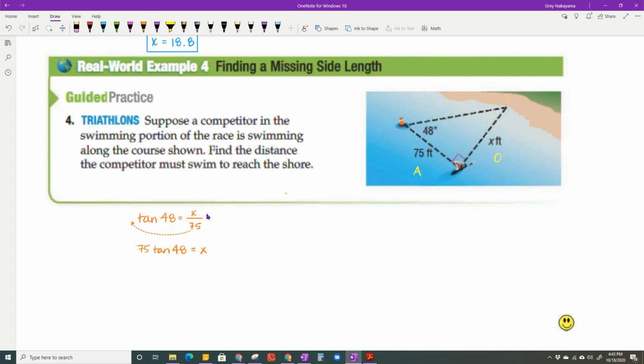So put that in your calculator. x equals 83.2959. And we're going to just round to the nearest tenth because it's not a whole number, and they didn't give us directions. So we got 83.3 feet. And that is all that we have for the first part of trigonometric functions.